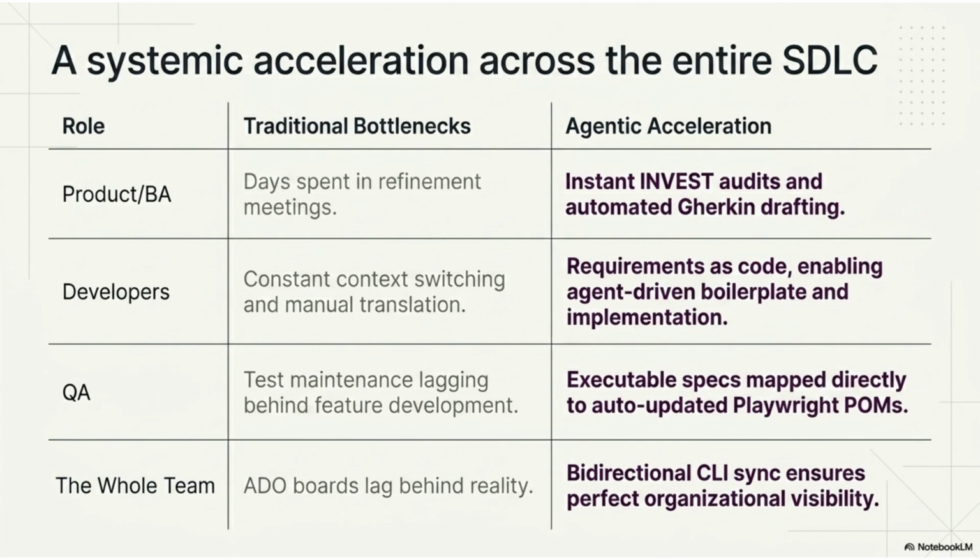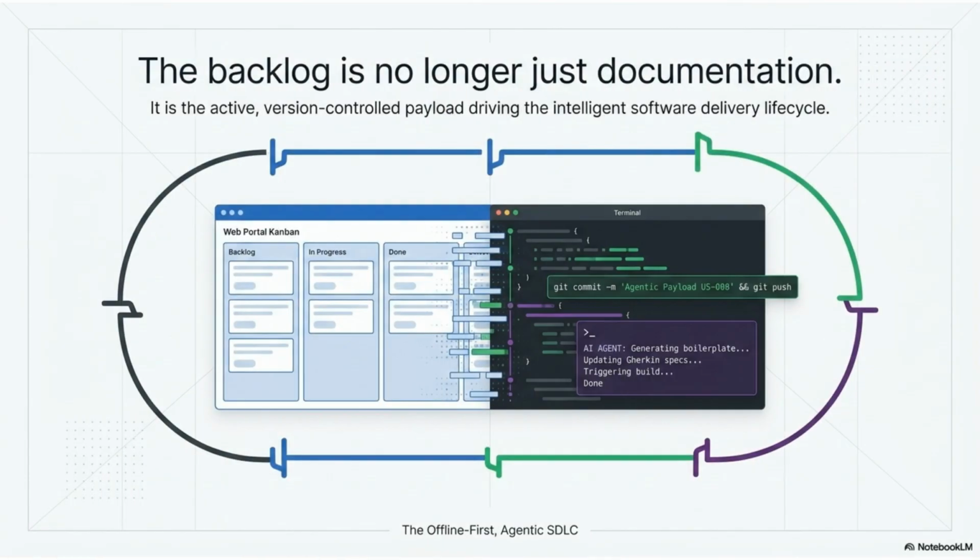By automating traditional bottlenecks, roles like product owners, developers, and QA can focus on value rather than manual overhead. Ultimately, the backlog is no longer just documentation. It becomes an active, version-controlled payload that drives an intelligent and efficient software delivery lifecycle, keeping your team in sync at every step of the way.